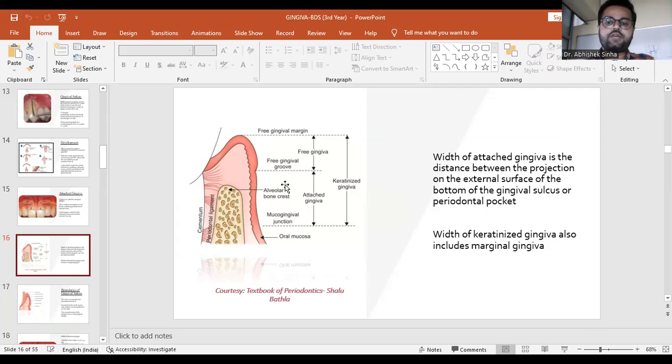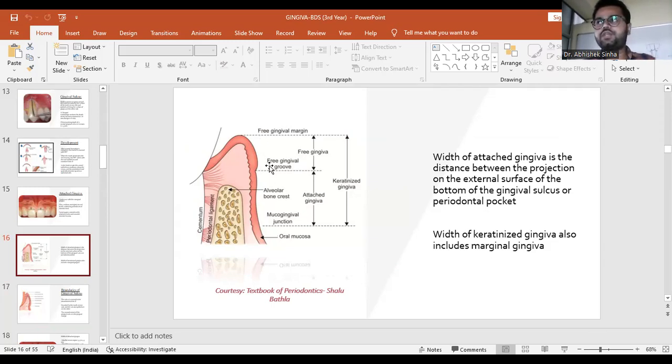Width of keratinized gingiva also includes marginal gingiva. If in a clinical scenario a question is asked, what is the width of keratinized gingiva? Then you have to say that it is from the marginal gingiva right across the attached gingiva.